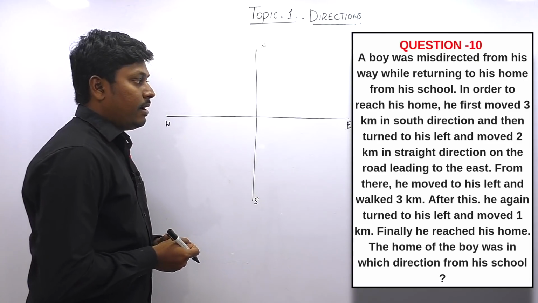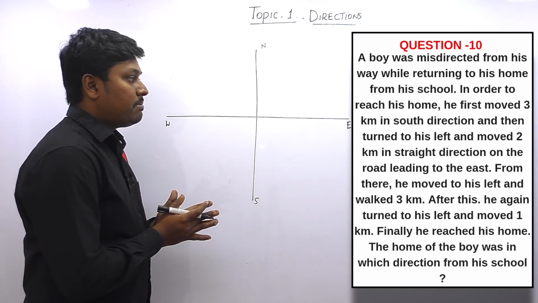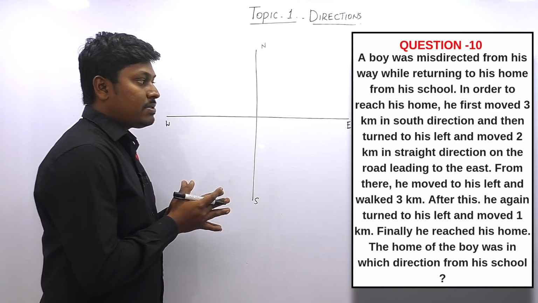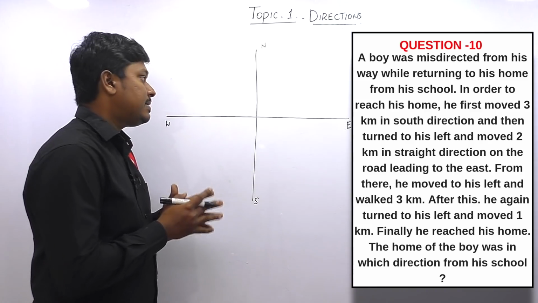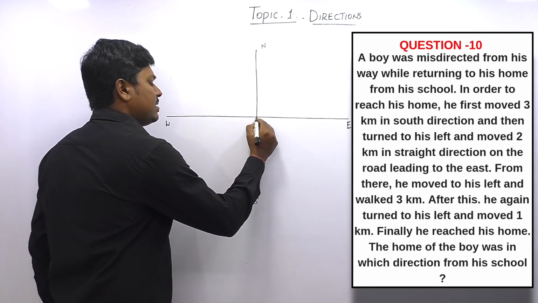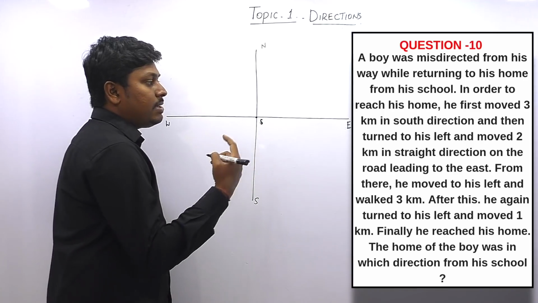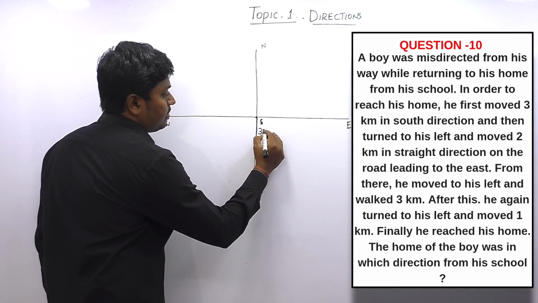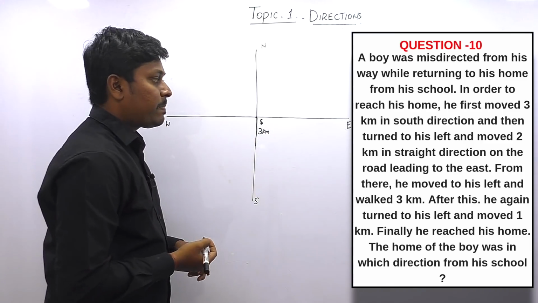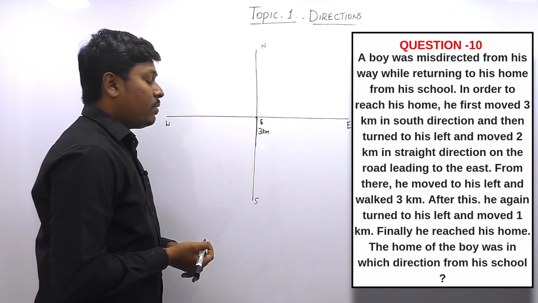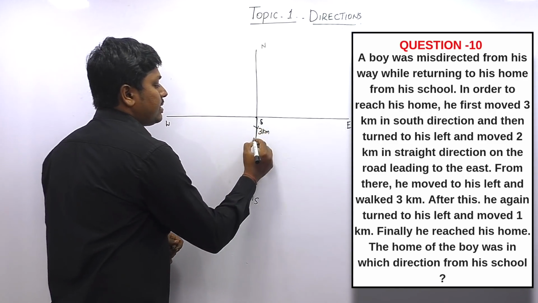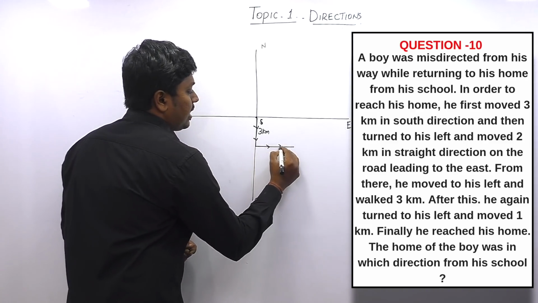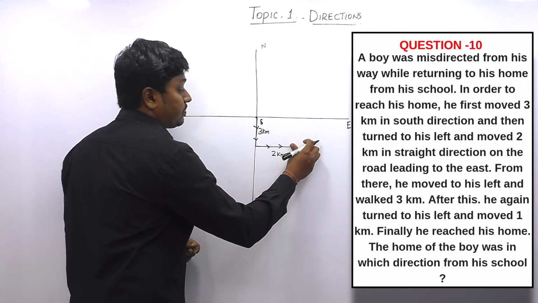Question number 10. A boy was misdirected from his house while returning to his home from his school. In order to reach his home, he first moved 3 kilometers in southern direction. So let me fix, this will be the starting point. From here, he is walking 3 kilometers towards southern direction. So this will be 3 kilometers towards south. Okay. And turn to his left and walks 2 kilometers. So if he is walking in this direction, right hand side will be this side, left hand side will be this side. Now he is turning a left turn and he is walking 2 kilometers.